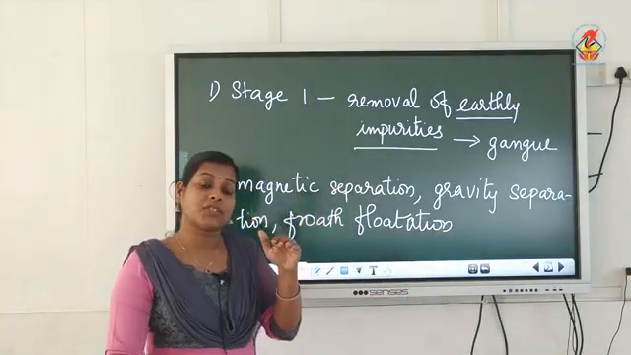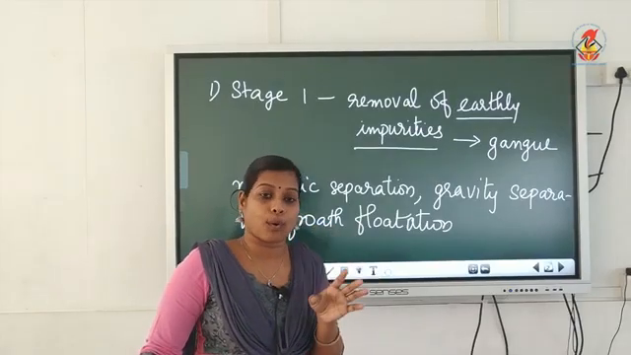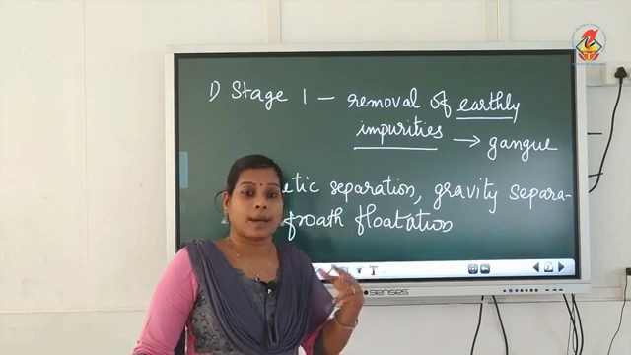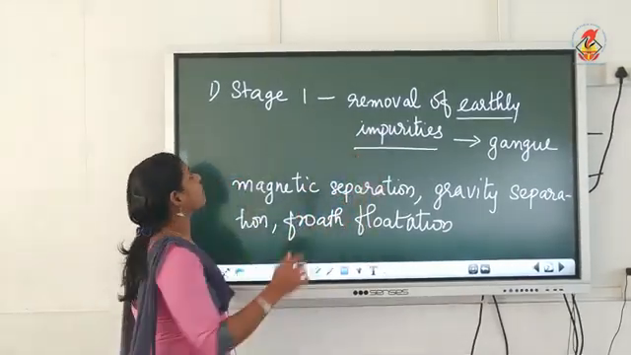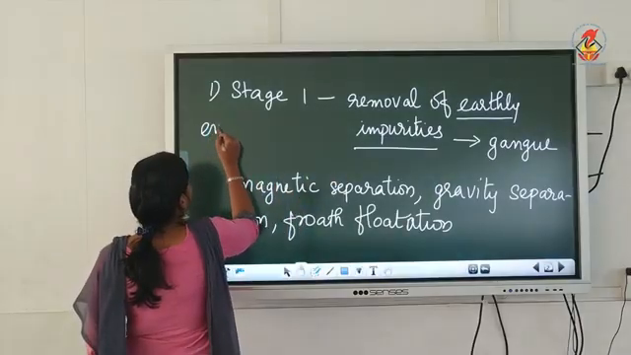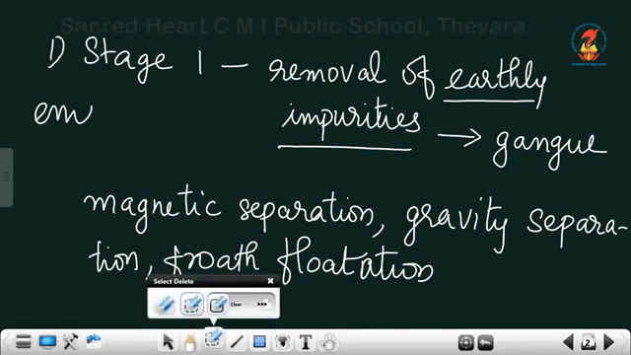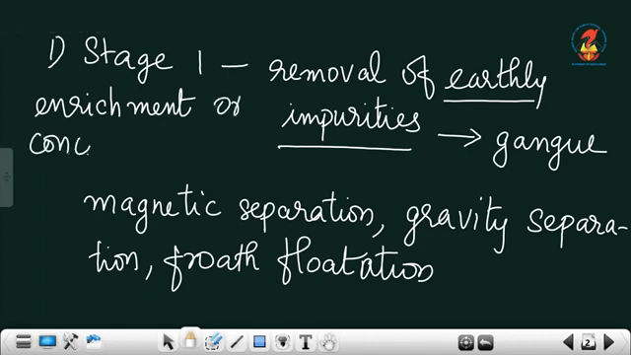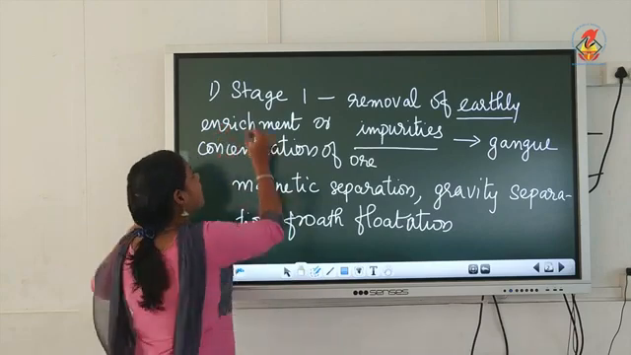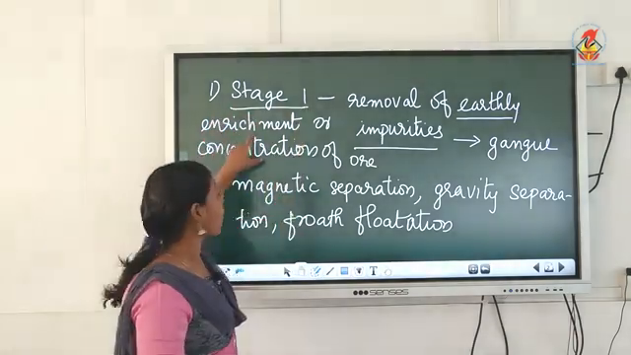So depending upon the nature of impurities or gangue present in that ore, or the nature of the ore, depending upon both their properties, we are selecting different techniques for the removal of impurities, and this removal of impurities is known as enrichment of the ore, or otherwise it is known as concentration of the ore. So for stage 1 we are calling that stage enrichment of the ore or concentration of the ore.